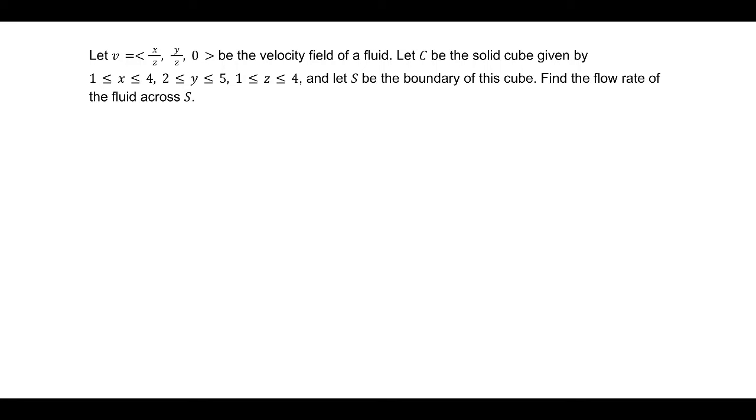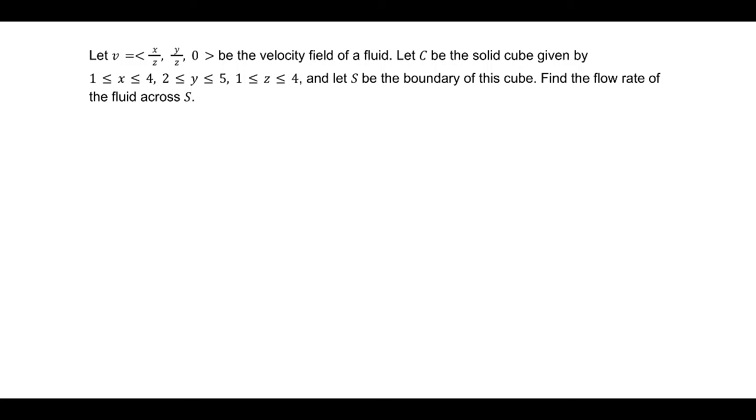Let C be the solid cube given by 1 ≤ x ≤ 4, 2 ≤ y ≤ 5, and 1 ≤ z ≤ 4, and let S be the boundary of this cube. Find the flow rate of the fluid across S.